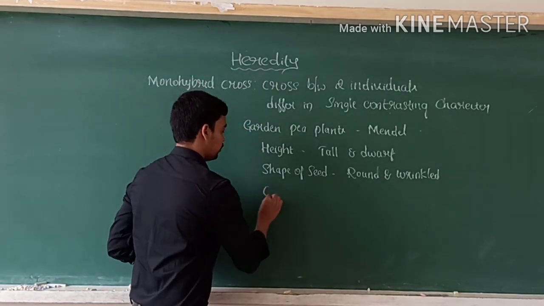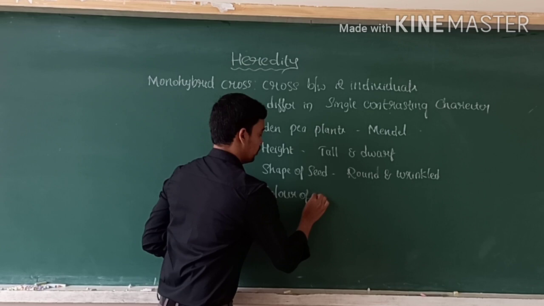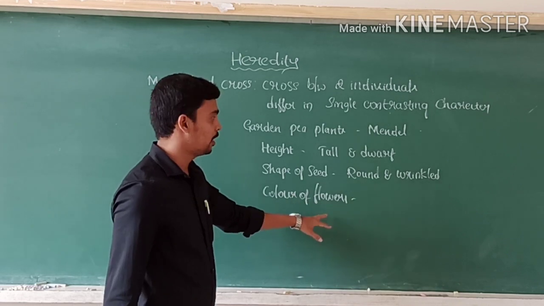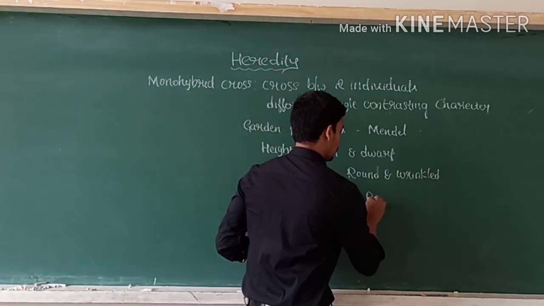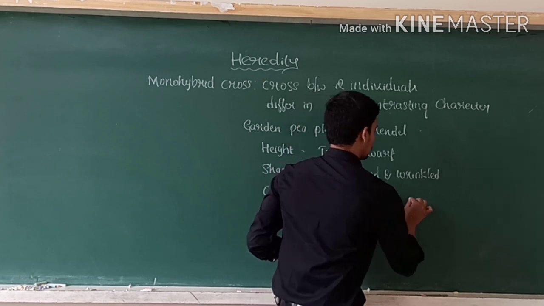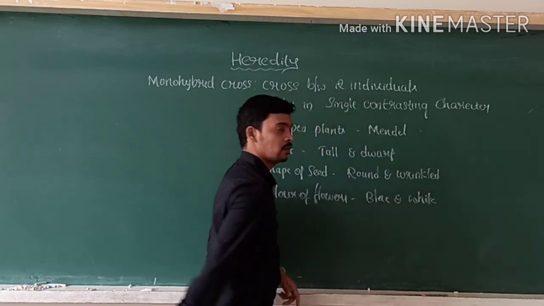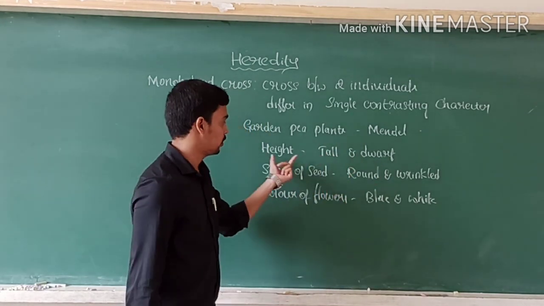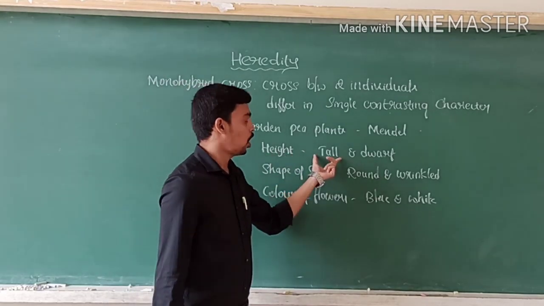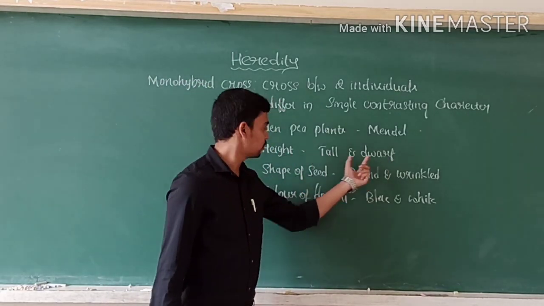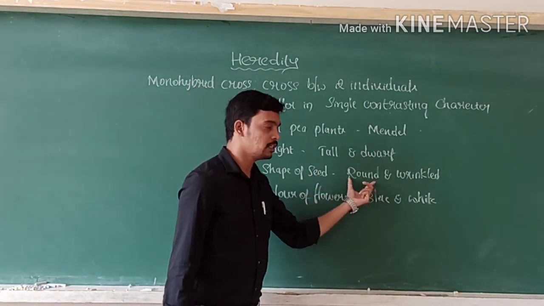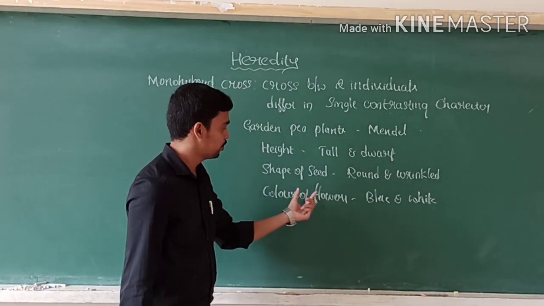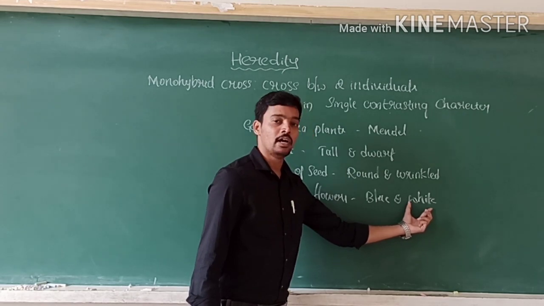And next, color of the flower. Here color of the flower is a single character, and it has two contrasting forms: one is blue and another one is white. In these contrasting forms, one is the dominant character and the remaining one is the recessive character. Related to height, tall is dominant and dwarf is recessive. For seed shape, round is dominant and wrinkled is recessive. For flower color, blue is dominant and white is recessive.